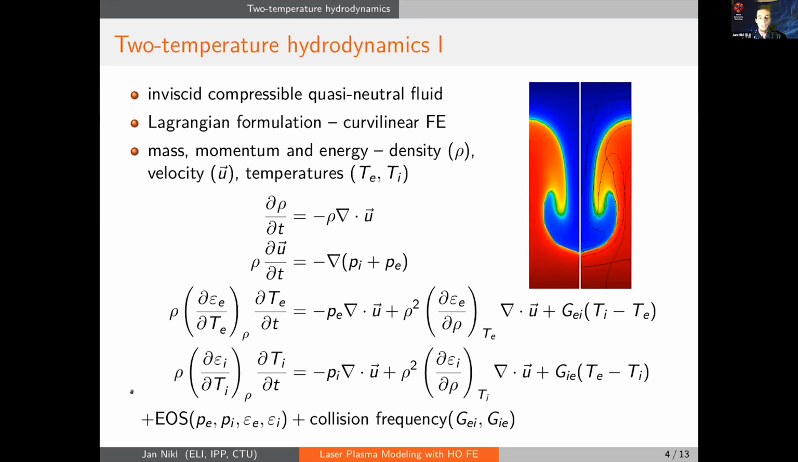We do a little trick here. So the primary variable for us is the temperature instead of the internal energy. So we don't have to invert the equation of state, which might be quite expensive for realistic ones.